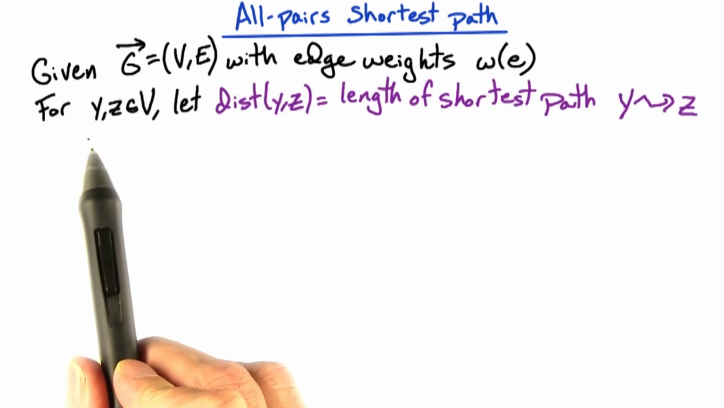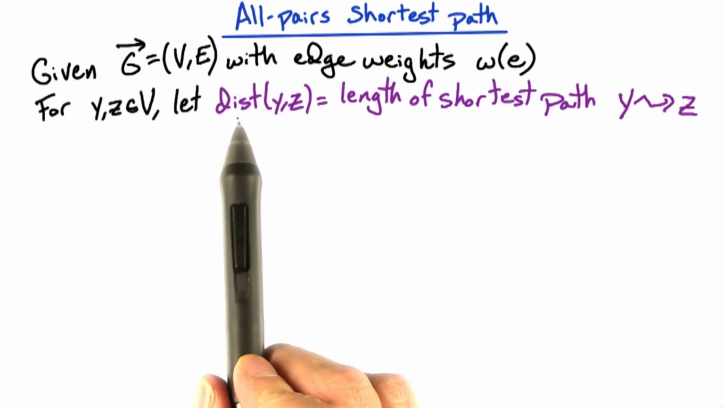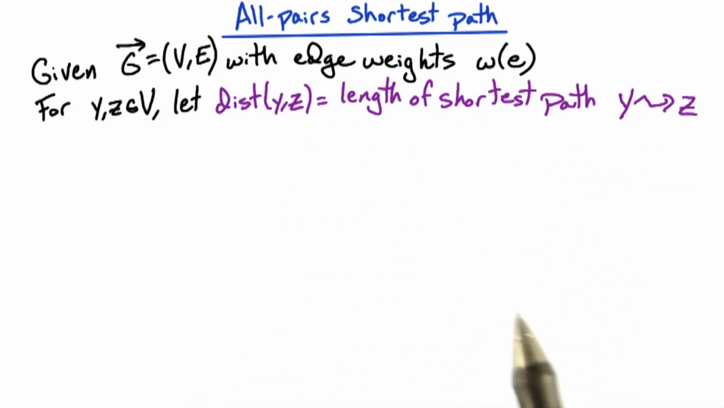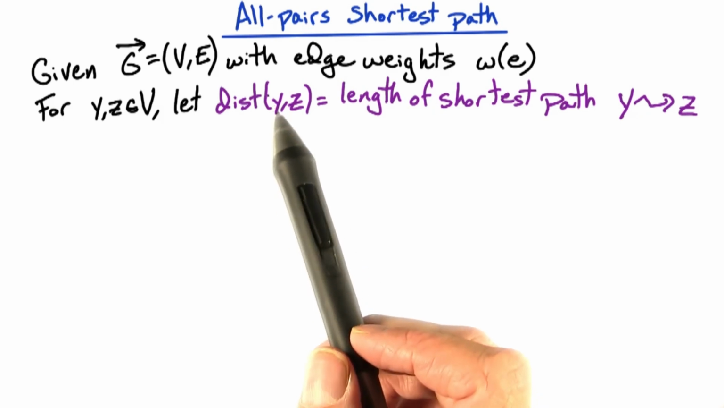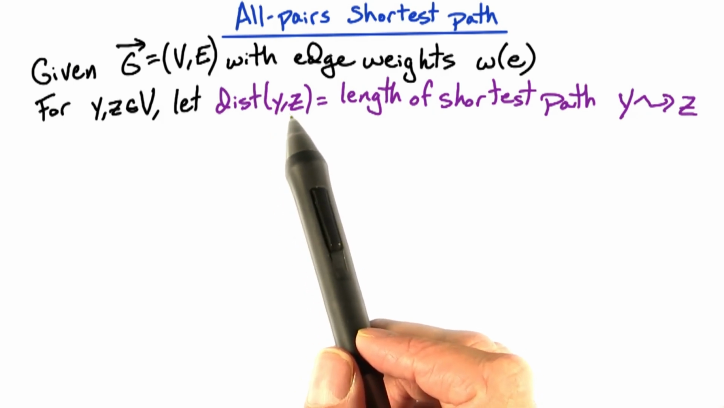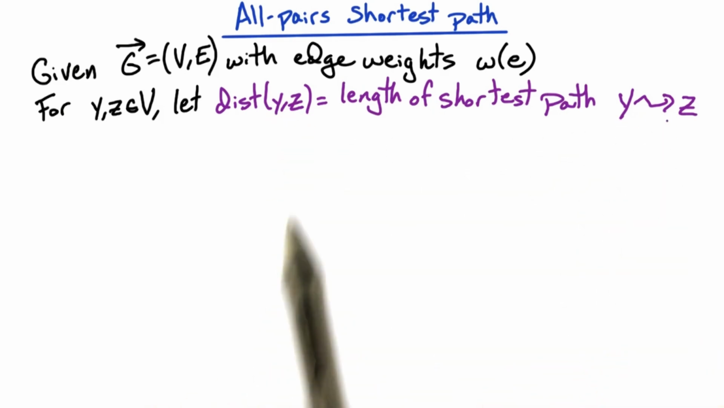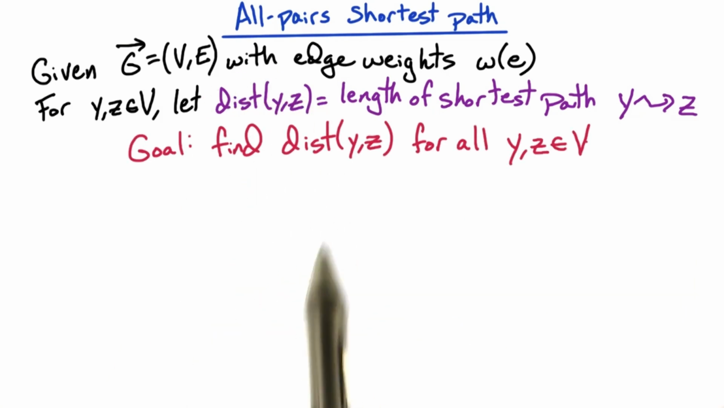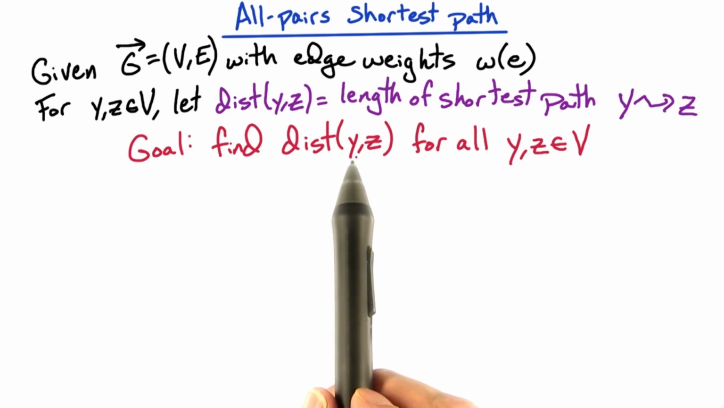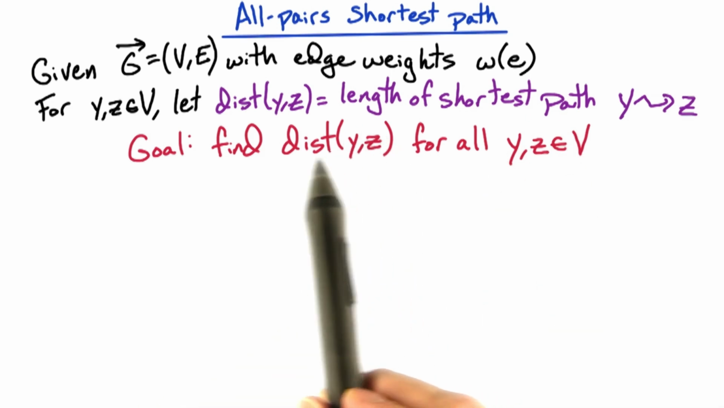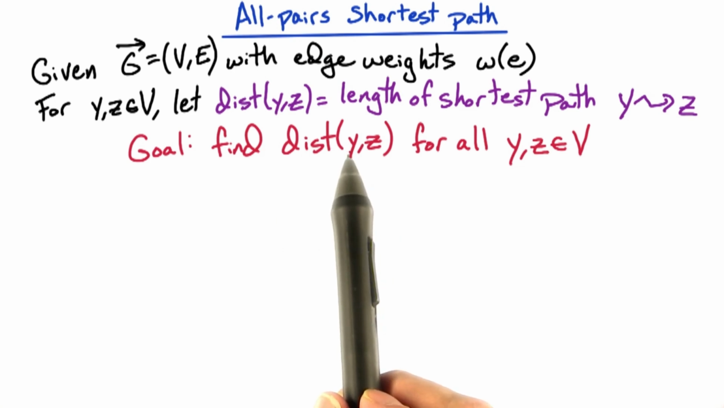Now for a pair of vertices y and z, let's define dist of y, z to be the length of the shortest path from y to z. Previously, we were always looking at the shortest path from a single start vertex s to the given vertex. Now we're looking at the shortest path for all pairs of vertices. So we have this n squared size matrix dist. Our goal in this problem is to find the length of the shortest path from y to z, and we want to do it for all pairs of vertices y and z. So for all n squared pairs, we want to find the distance from y to z.